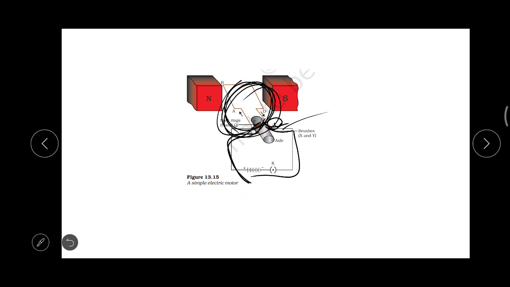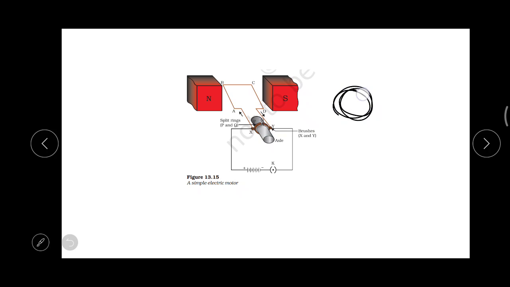So for avoiding that, you have to introduce some other devices or equipment. That is known as the split rings and the brushes, where the ends of the coil are directly connected to the split ring, and as the coil rotates, the split ring also rotates. And before that, what is a split ring? Actually, a split ring is the two halves of a single ring.